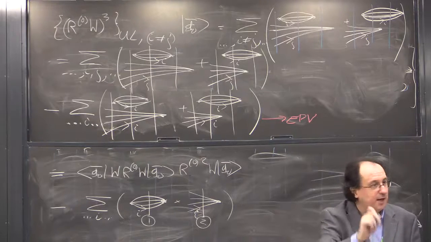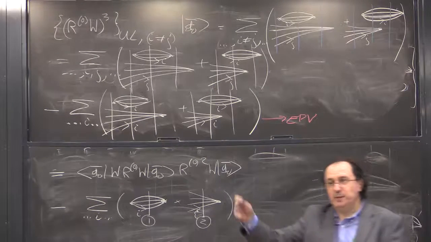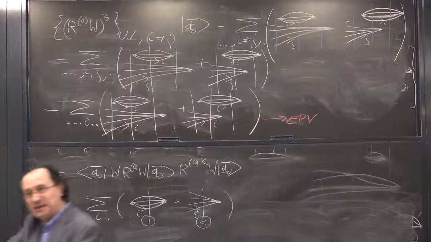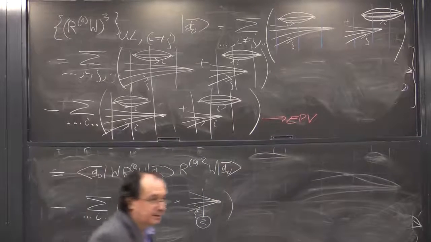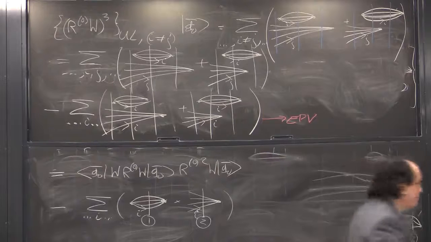2, 2, 2, 3, 3, 3. 1 times 1 plus 2 plus 2 plus 3 plus 3 is not 1 plus 2 plus 3 times 1 plus 2 plus 3. Okay? So you can't factorize it anymore in a clean way.